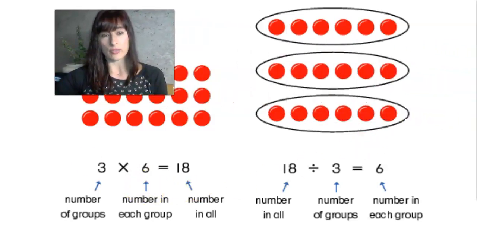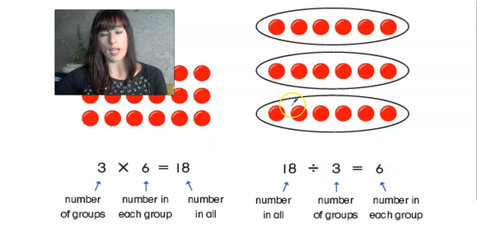Well, division is different. As you can see, first that comes in the sentence is the number in all, and that's what you have to remember. Always put the number in all, the biggest number, and then you're going to divide it by the number of groups, and the answer will be the number in each group. Okay, so keep that in your mind.